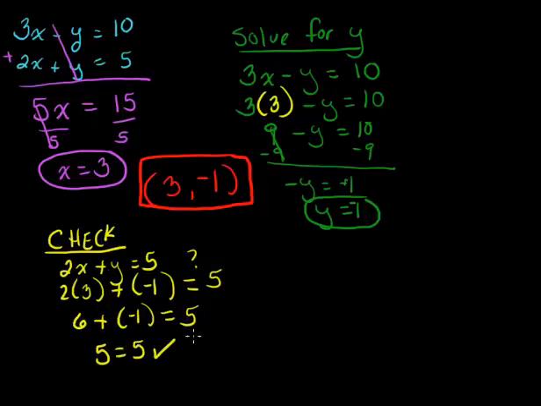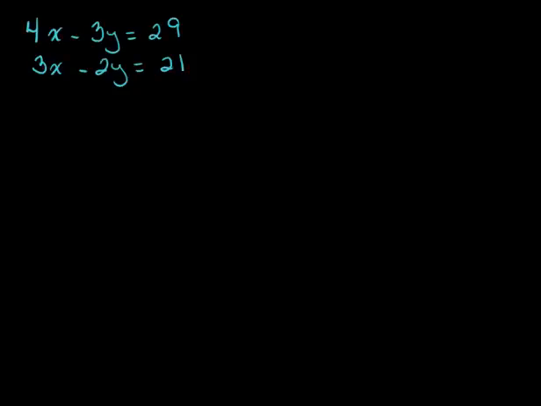5 equals 5. So this shows us that our solution to this system is, and I'll put this in yellow, 3, negative 1. It was checked on both of the equations. Well, moving on to another example here.